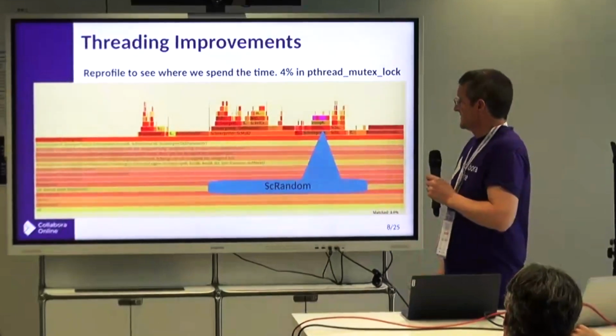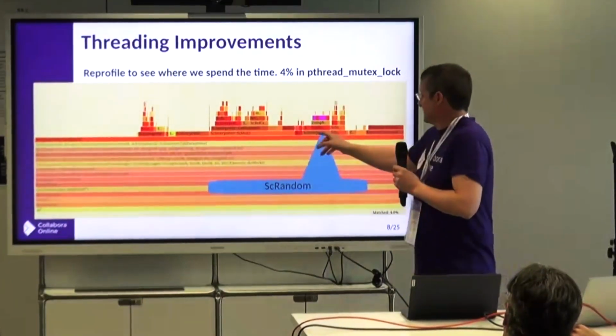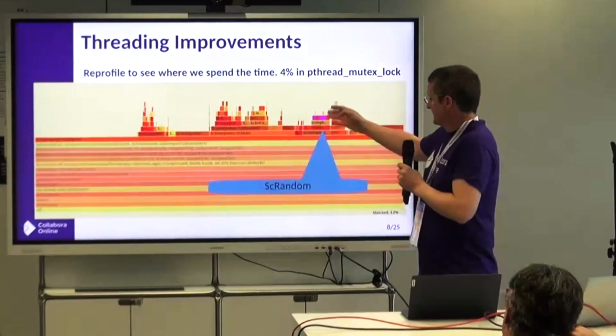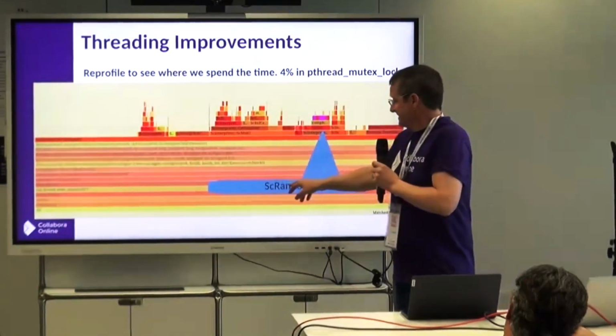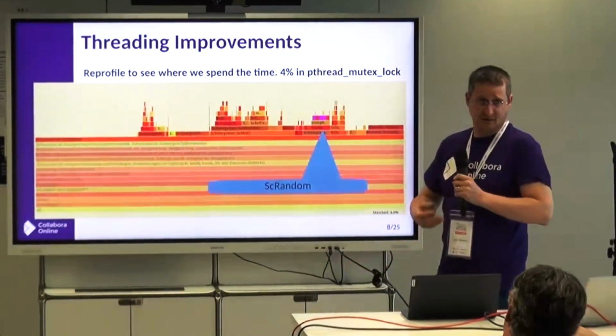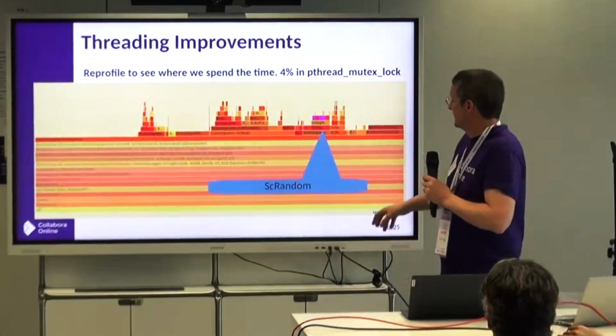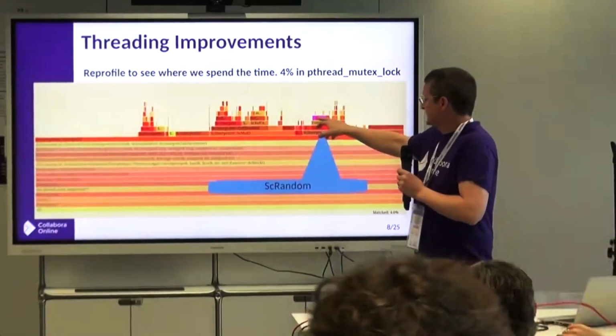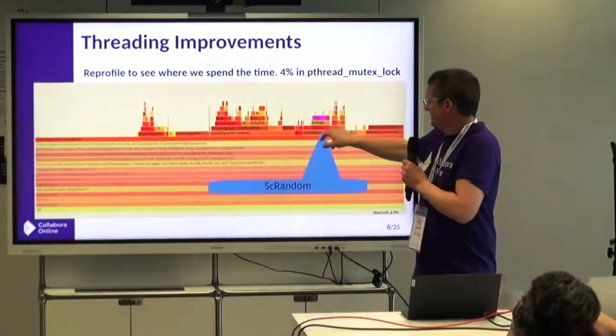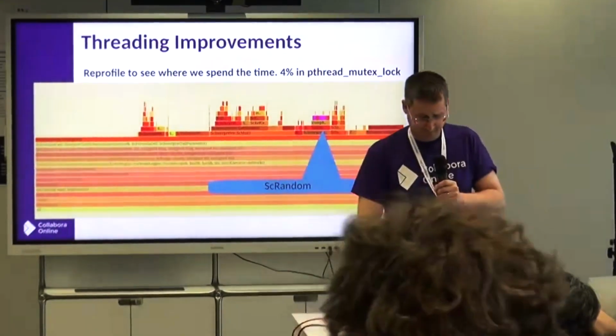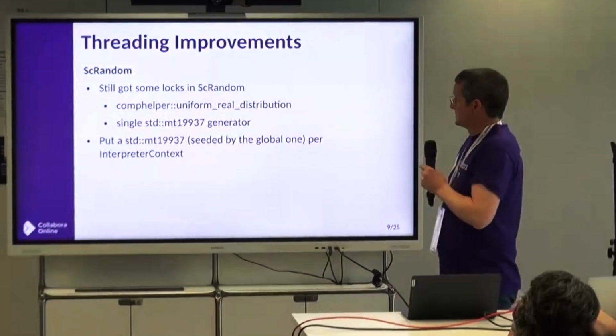The overall results aren't great, and we have a look here to see what else is showing up as being interesting. This one is SC random. The spreadsheet itself calls random quite a lot, and again we see that there are still these mutexes being called every time you're calling random. So we can look at that a bit closer.